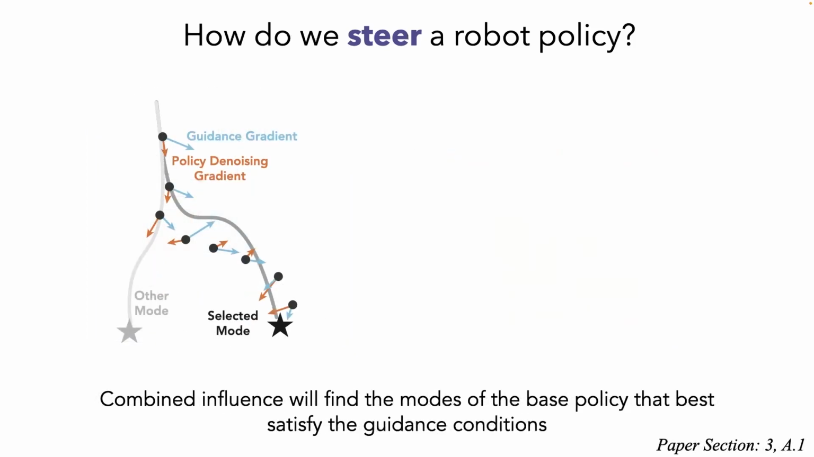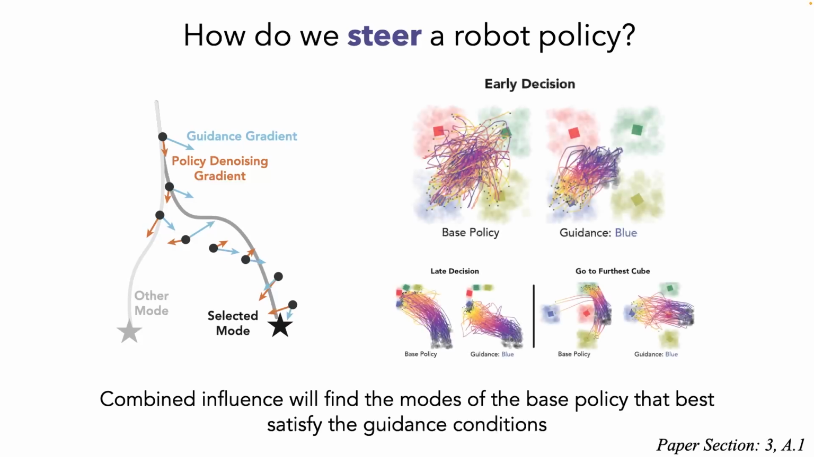Intuitively, DynaGuide seeks the mode of the policy that best satisfies the guidance conditions. This toy example shows how DynaGuide is able to steer a color-agnostic square navigation policy towards blue squares on a variety of scenarios. To understand what DynaGuide can do, we start by conducting a set of experiments using the environment and data from the Kelvin benchmark.